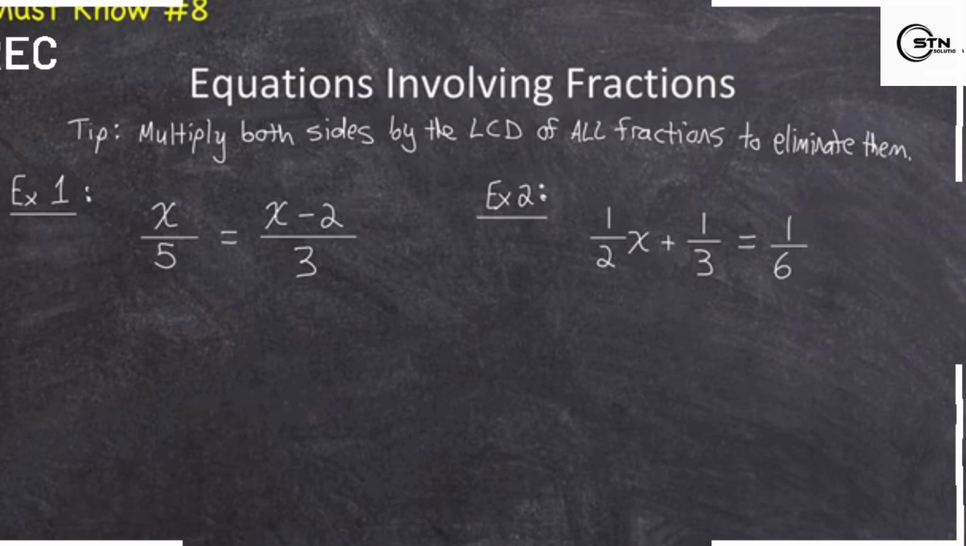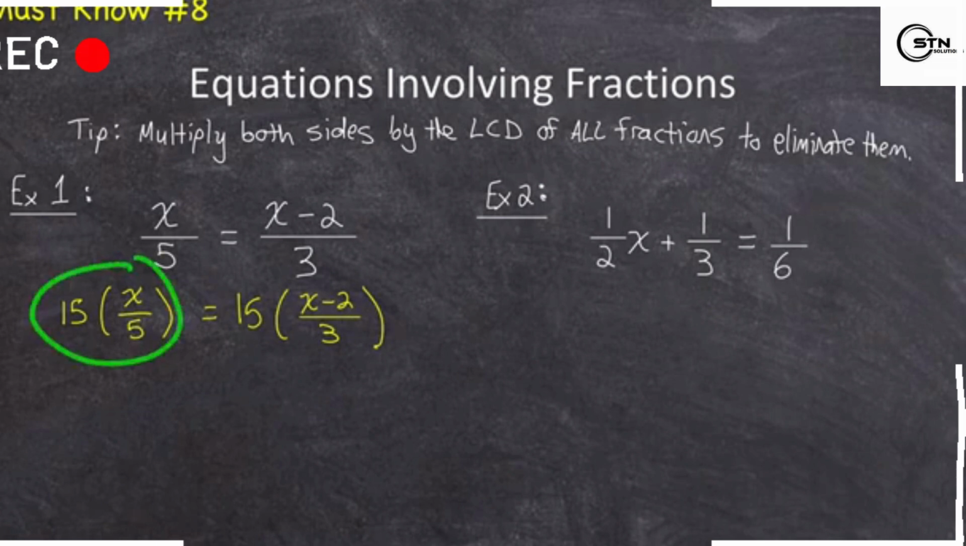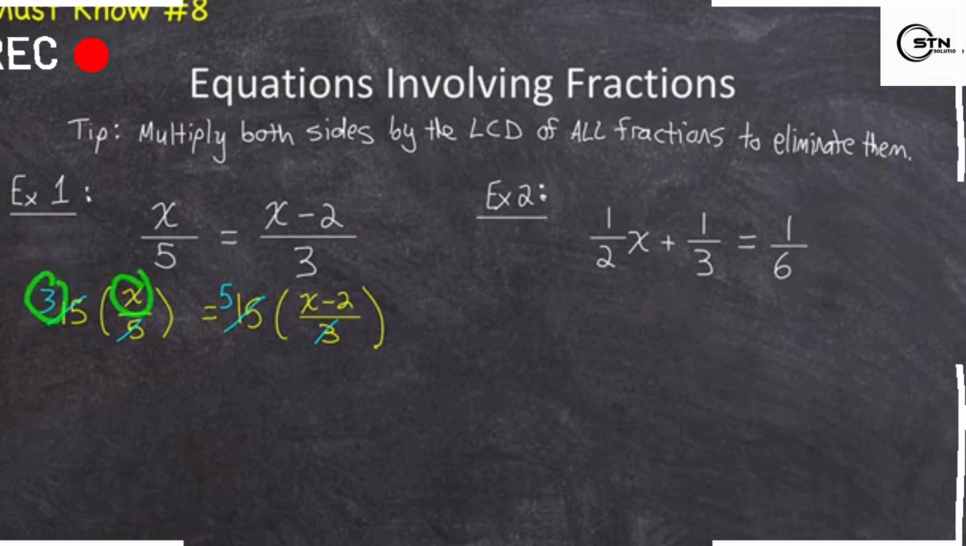So what I can do is multiply both sides of this equation by 15. And now on the left and right side of the equation, I have a product of fractions. So I can cross reduce. 15 divided by 5 is 3. And 15 divided by 3 is 5. So notice my fractions are gone now. On the left side of the equation, I just have 3 times x. And on the right side of the equation, I have 5 times x minus 2.